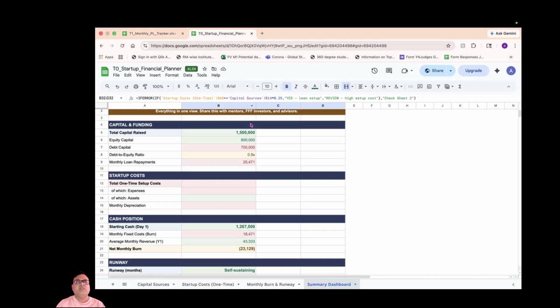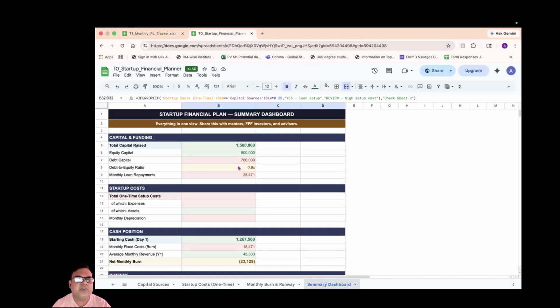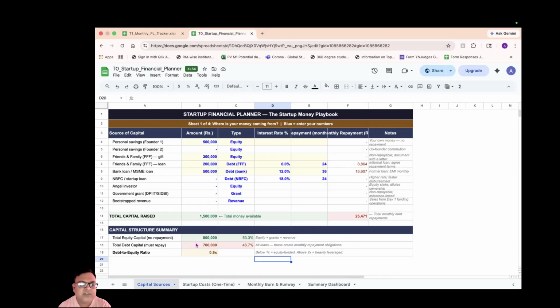Okay, so let's go line by line. I'm coming back to my start of financial planning summary. Okay, let's do something amazing. And I will come back to the capital sources. Okay, sources. First one is source of capital. The personal savings, the founder one has used, and he's investing 5 lakh rupees. Okay, so because he's investing, this kind of money is equity. You own that money. There's no repayment.